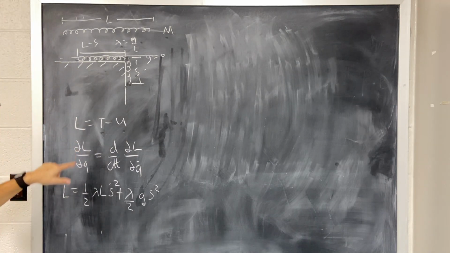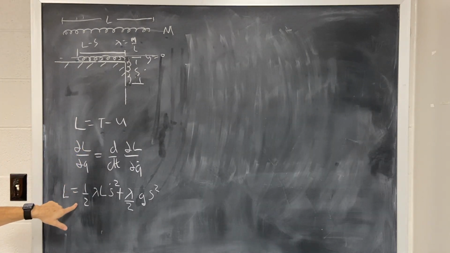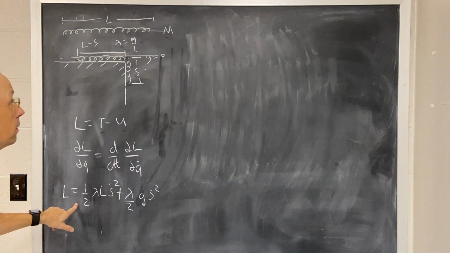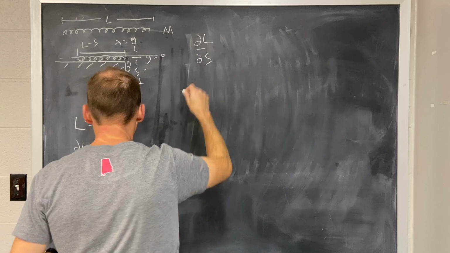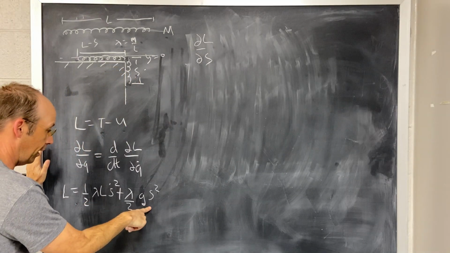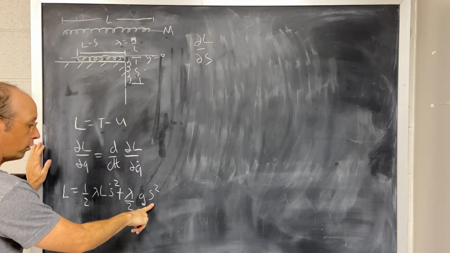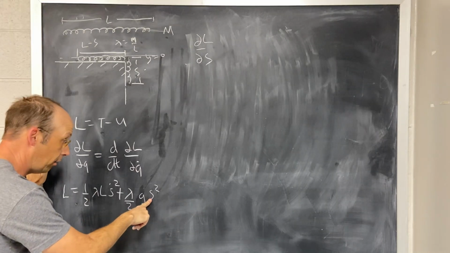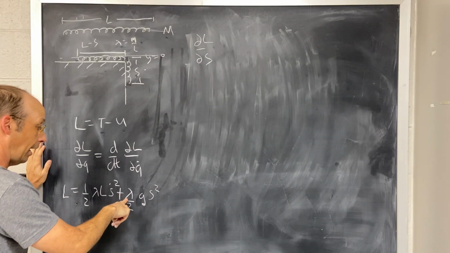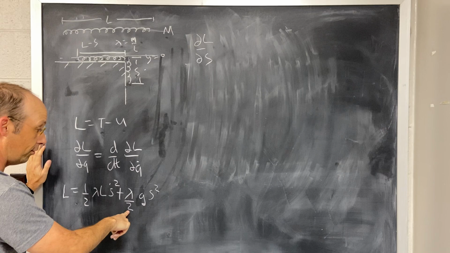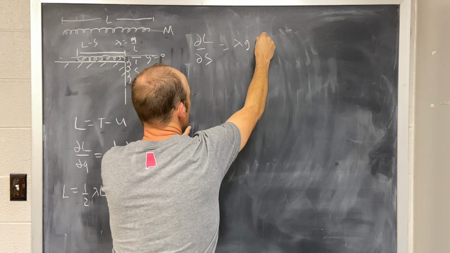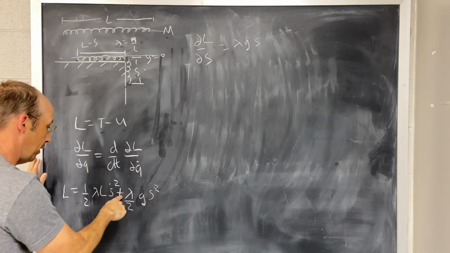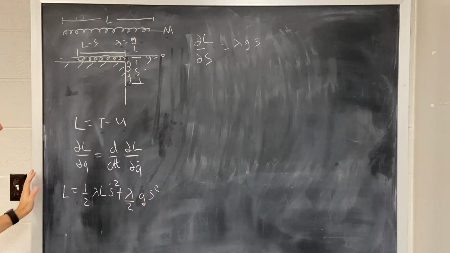Okay, so I need to take the partial of L with respect to S. Well, there's only one place that has an S, and it's right here. So if I take the partial of this with respect to S, I have S squared. So I'm going to bring the factor of 2 down, and that's going to cancel with this 2, and I get lambda g s, right? Because bring the 2 down, and it's going to be s to the first power, and I just get lambda g s.